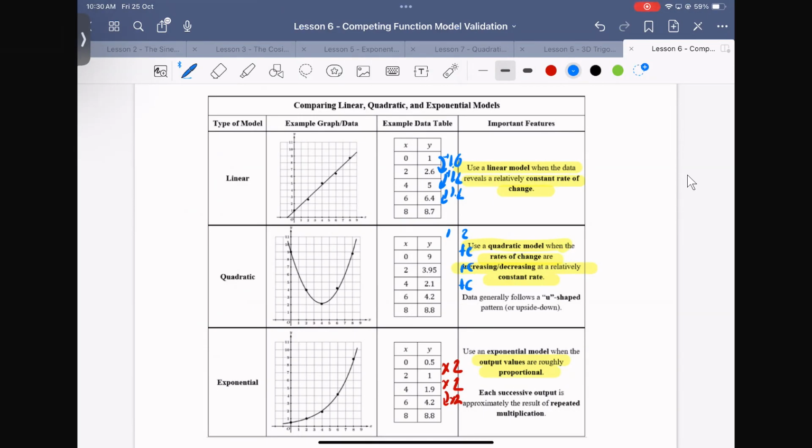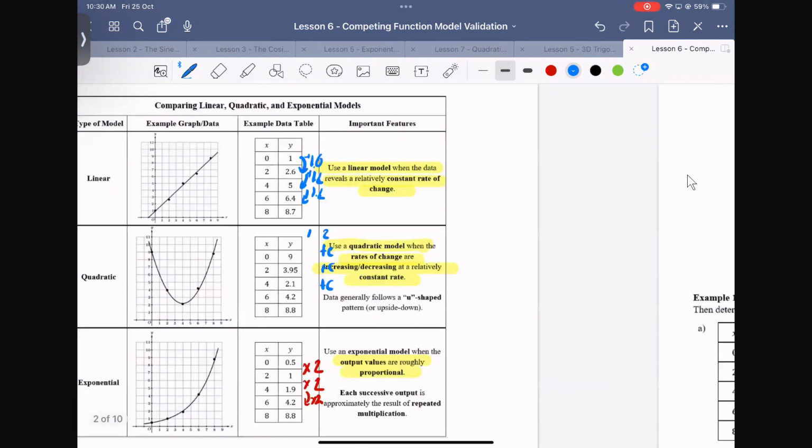Make sure you practice these phrases as well. We use a linear model when we have a relatively constant rate of change. We use a quadratic model when the rates of change are increasing or decreasing at a relatively constant rate. And an exponential model when we have roughly proportional output values. Get used to using these phrasings.